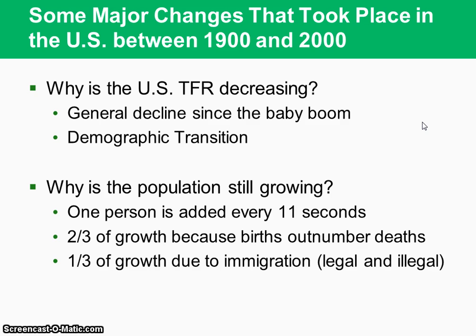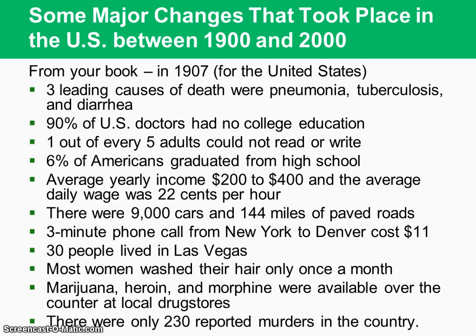We get one person added every 11 seconds, but two-thirds of our growth is because there are more births than deaths. Yes, we're having fewer children, but fewer people are dying. And the amount that our life expectancy has increased outweighs that drop in the birth rate. But then a third of it is due to immigration with an I, both legal and illegal.